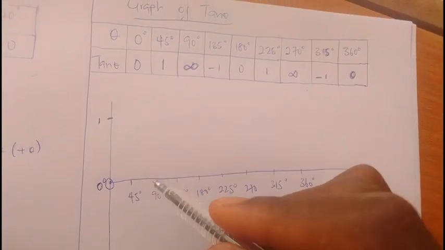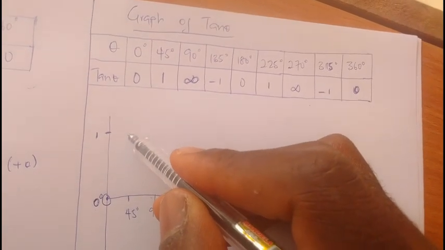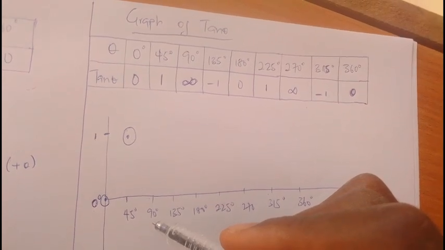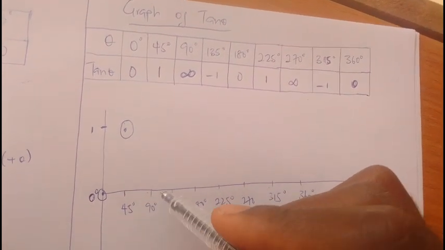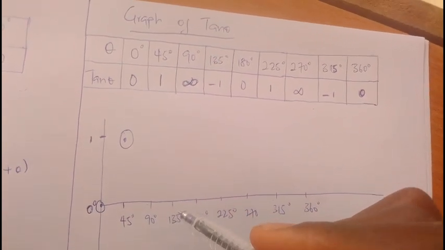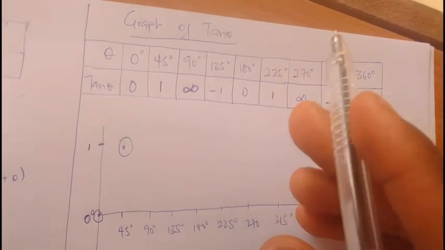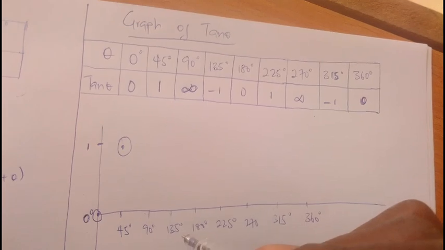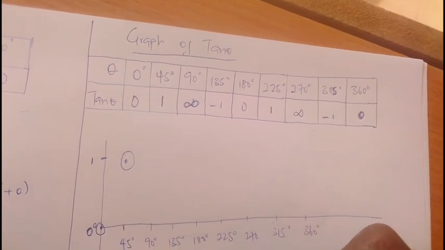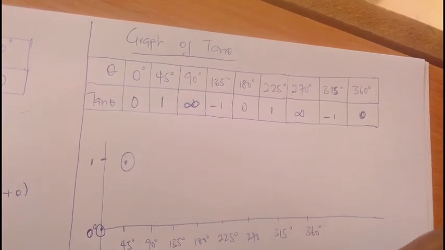Now let's plot. I have 45, 1, so I have something like this. Now for the next one, tan 90. Tan 90 is infinity, so I literally just keep it, since it does not have a value. So that's 90 and infinity, relatively. Then for the next one, I have 135, minus 1. 135, minus 1 is here. Circle.